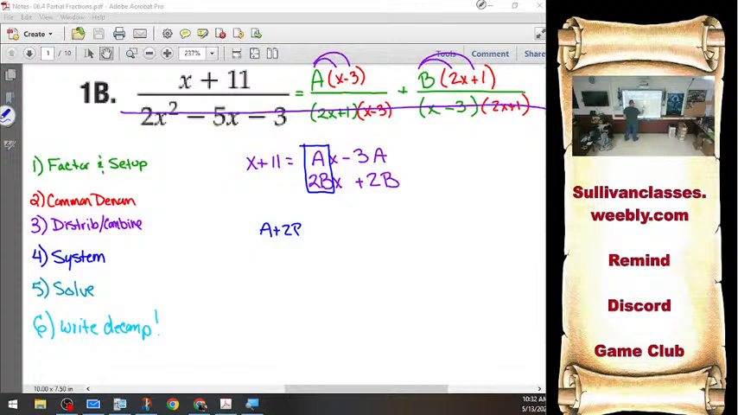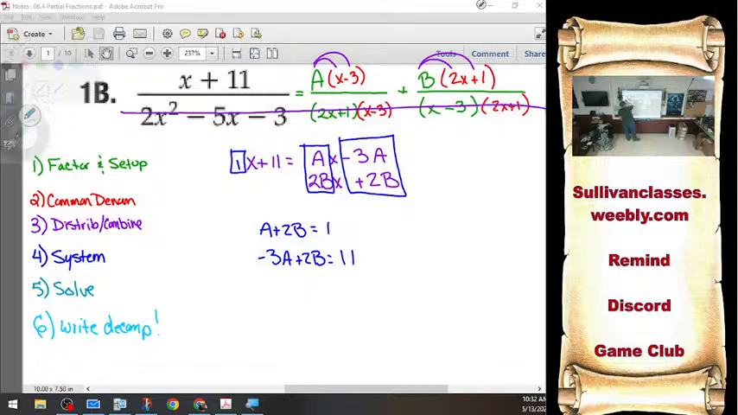A plus 2b is 1, and negative 3a plus 2b is 11. I'm going to cheat and just negate one of them. Getting negative 4a is, oh wait, I missed something. Okay, that's just 1b.